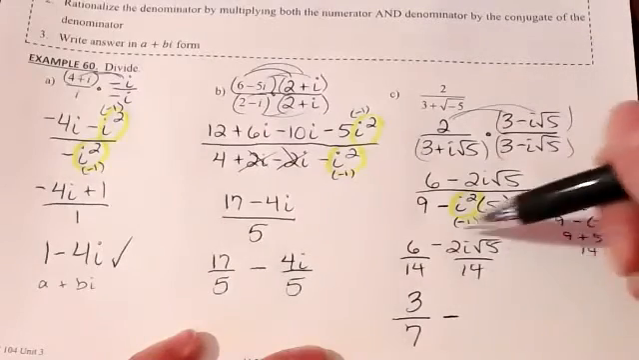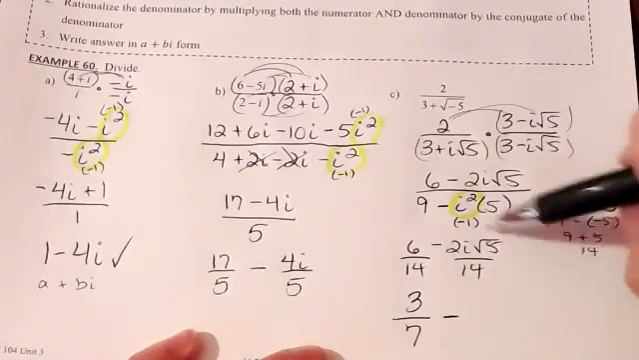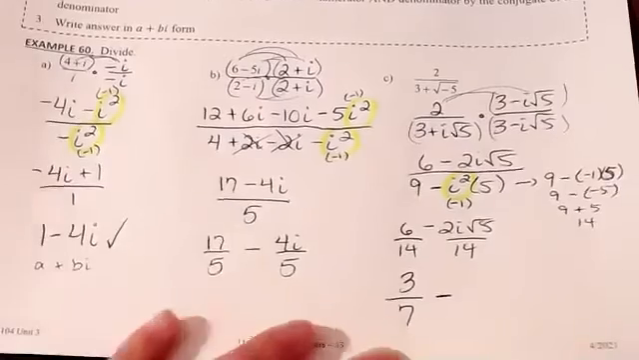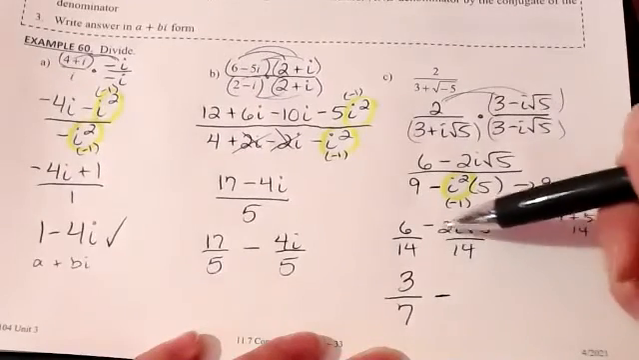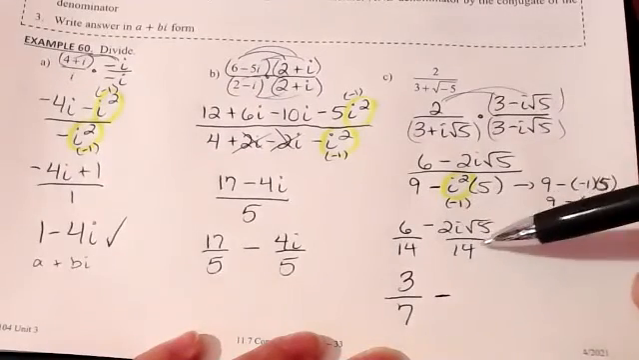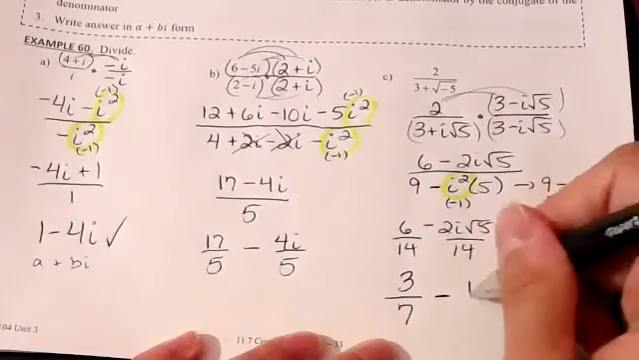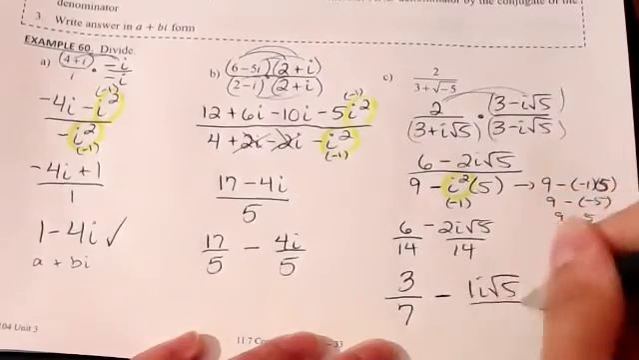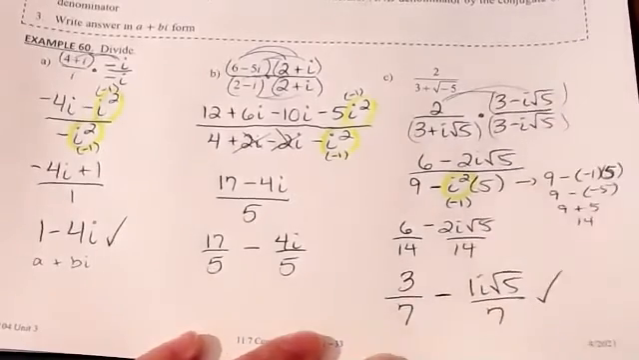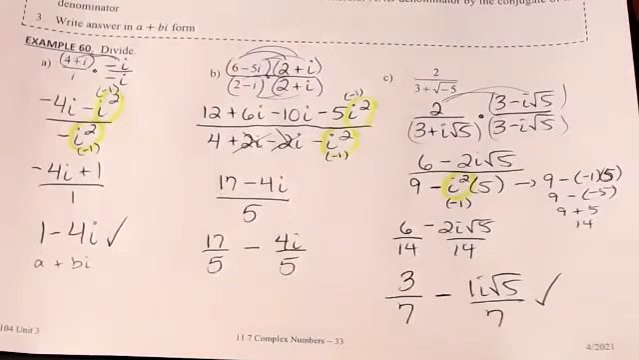Can we reduce again? -2 and 14. Yes, these definitely reduce. 2 goes into itself once and into 14 7 times. So we've got 1i squared to 5/7. And that's your final answer. You don't need the 1 there. I just wrote it, but you don't need it.